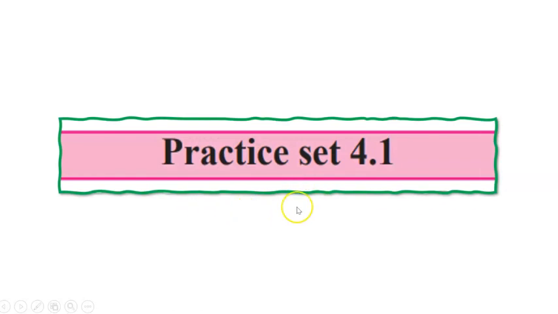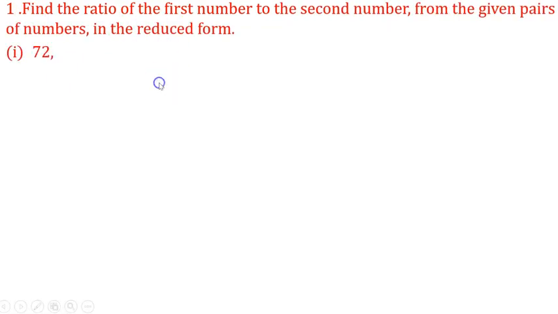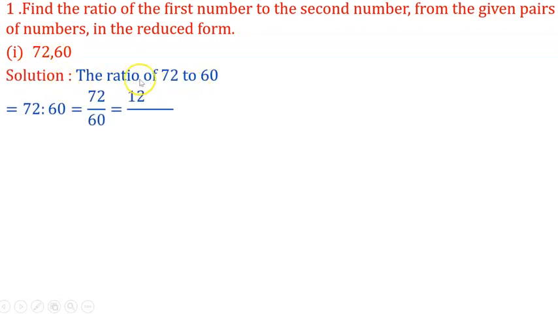Now we'll start the practice set 4.1. First question, find the ratio of the first number to the second number from the given pairs of numbers in reduced form. First is 72 and 60. Now solution, the ratio of 72 to 60 is equal to 72 upon 60, and 72 means 12 into 6, upon 60 means 12 into 5. 12 gets cancelled, you will get 6 is to 5. Therefore the answer is 6:5.